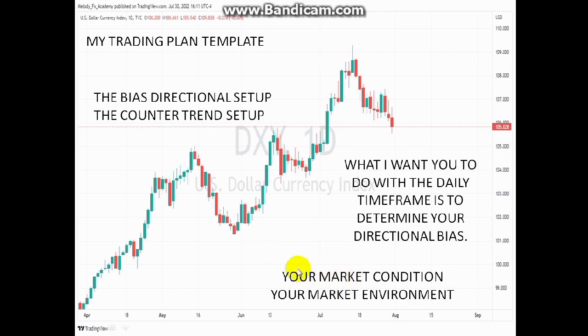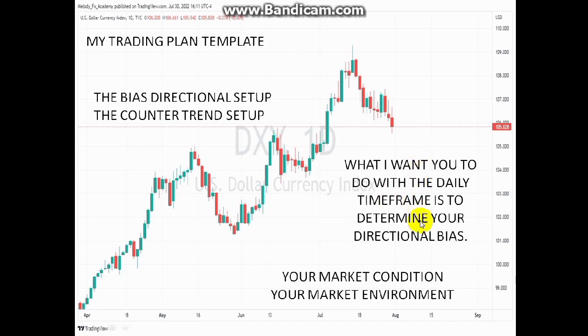Now, the two types of trade setups that form every week are the bias directional setups and the counter trade setups. There are always setups that form in the direction of your bias, and there are always counter trade setups that form against your bias. Those are the two major setups that form every week that I was making reference to in the introduction of these videos.